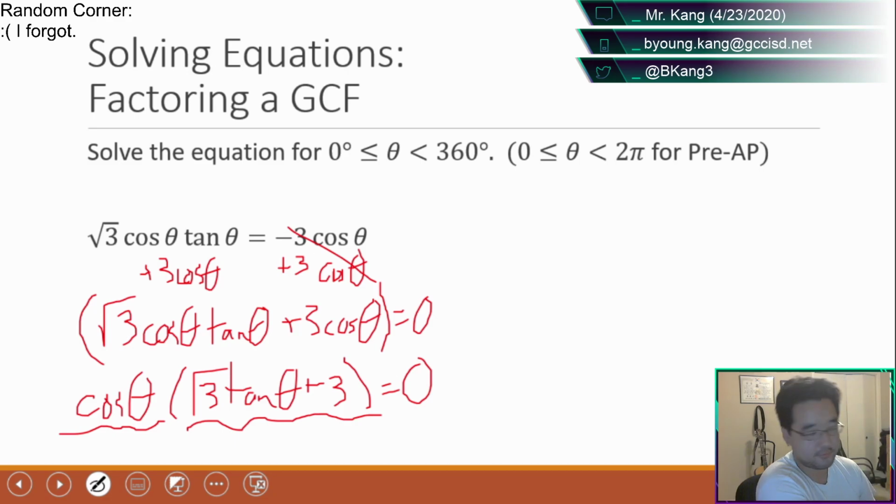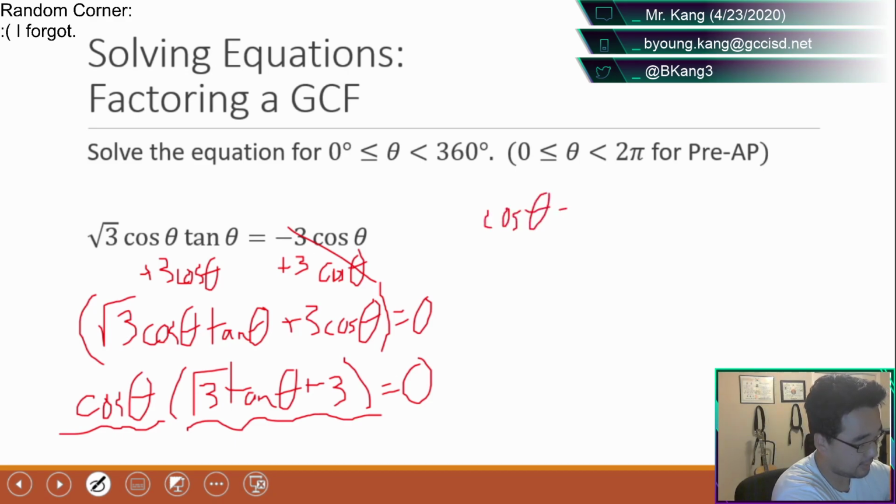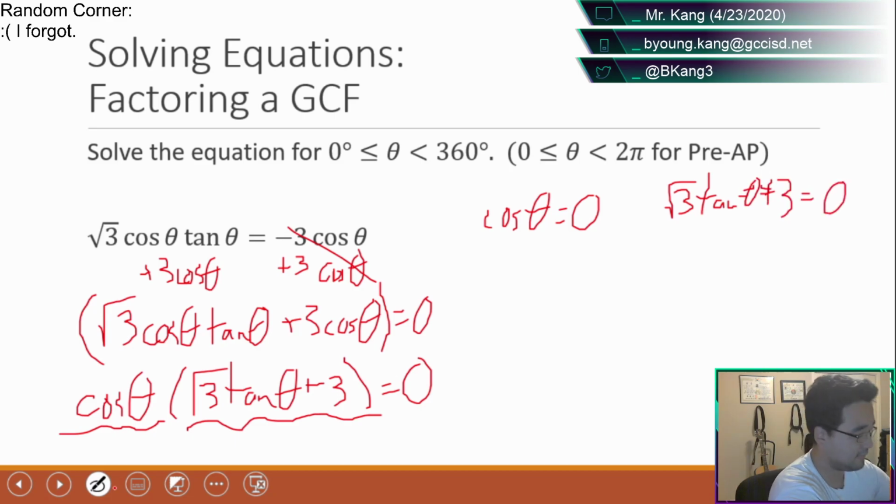So I'm just going to do two different lookups of the trig chart. On the one hand, I've got cosine theta equals 0. On the other hand, I have square root of 3 tangent plus 3 equals 0. Oh my goodness, that's awful. All right, hold on. I tried to make it look nicer, and I just made it way worse. There we go.